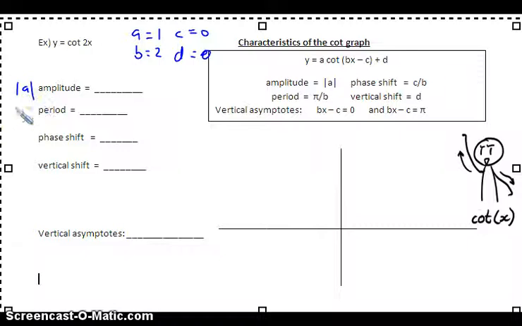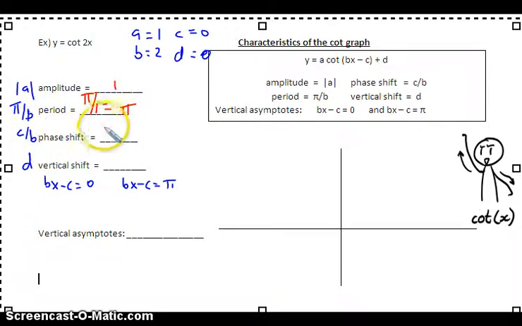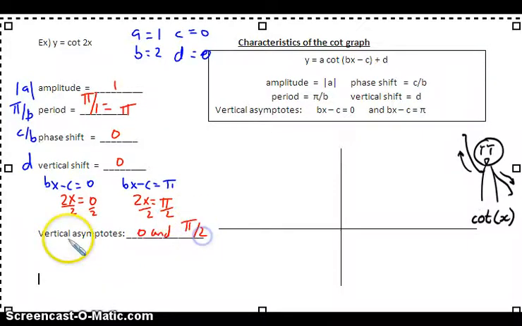So if we list our formulas over here, and our bx minus c is equal to 0 and pi. Now we would say the amplitude would be 1, period would be pi over 1, which is just pi. Phase shift would be 0 because there is no c, and vertical shift would be 0. Now we'd have 2x equals 0, and 2x equals pi.